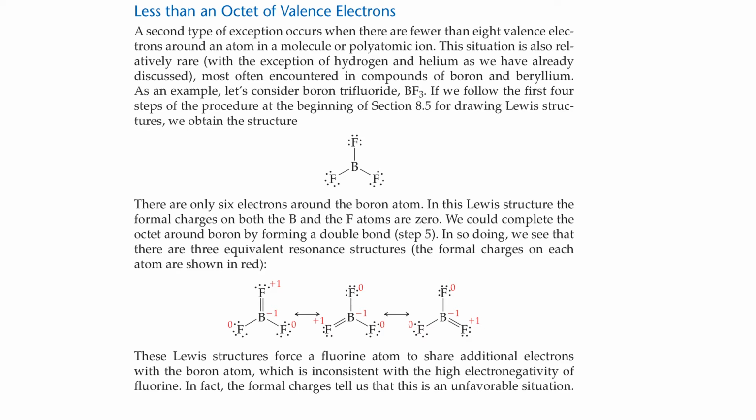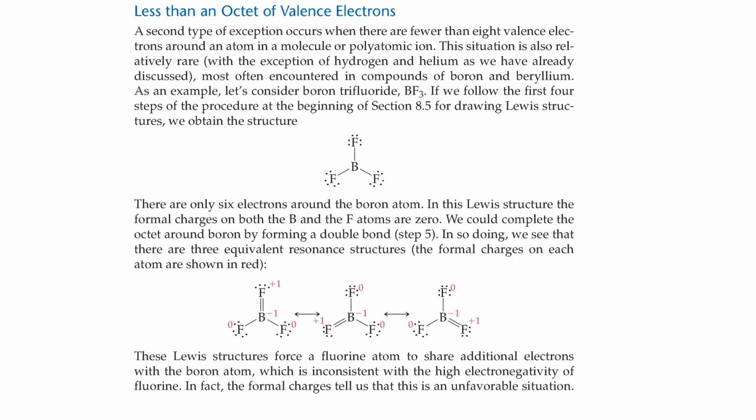We'll follow the first 4 steps of the procedure at the beginning of Section 8.5 for drawing Lewis structures. We obtain the structure. There are only 6 electrons around the boron atom. In this Lewis structure, the formal charges on both boron and fluorine are 0. We could complete the octet around boron by forming a double bond. In doing so, we see that there are 3 equivalent resonance structures. The formal charges on each are shown in red.